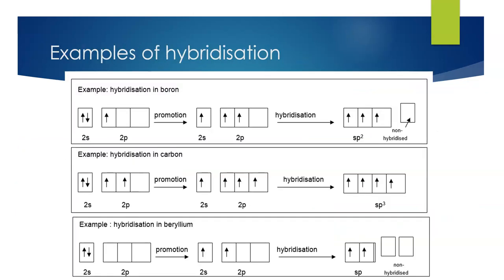So if we look at the hybridization in boron, remembering that boron is element number 5, we have 1s2, 2s2, 2p1. We have unpairing and promotion, so we get 2s1 and then 2p2. These will hybridize to form sp2 because I have 1s and now 2p orbitals. I will have sp2 hybridized and then one orbital will remain unhybridized.